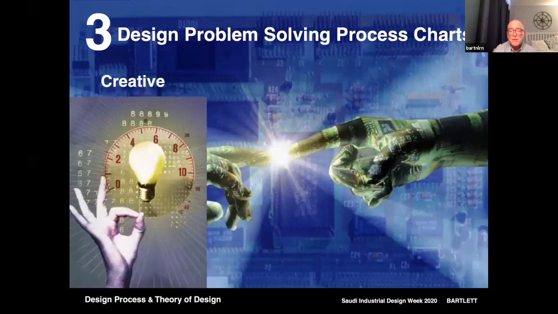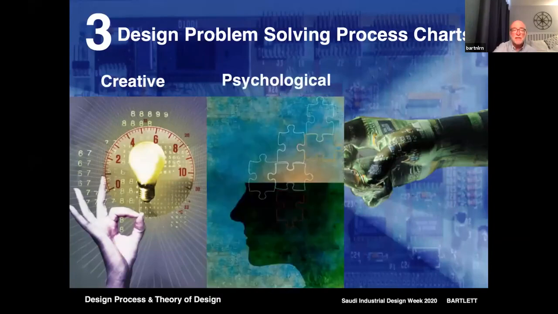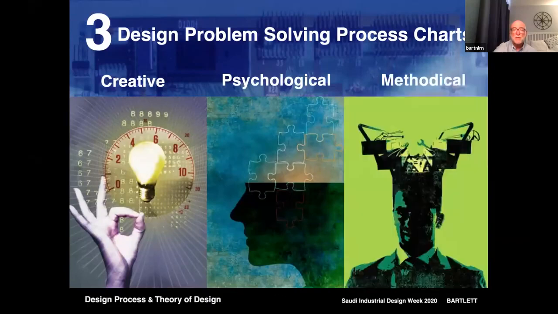And I'm going to try to be aware of my time. The first one I'm going to talk to you about is the creative process, which we all, or certainly those in the creative field, know. The second one is going to be the psychological process. And then the third one is going to be called the methodical process, which we also call the circular design process, but I'm going to refer to it as the methodical process.